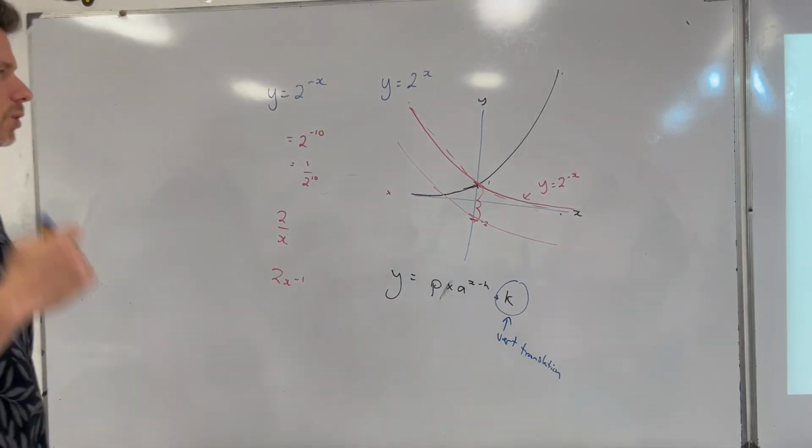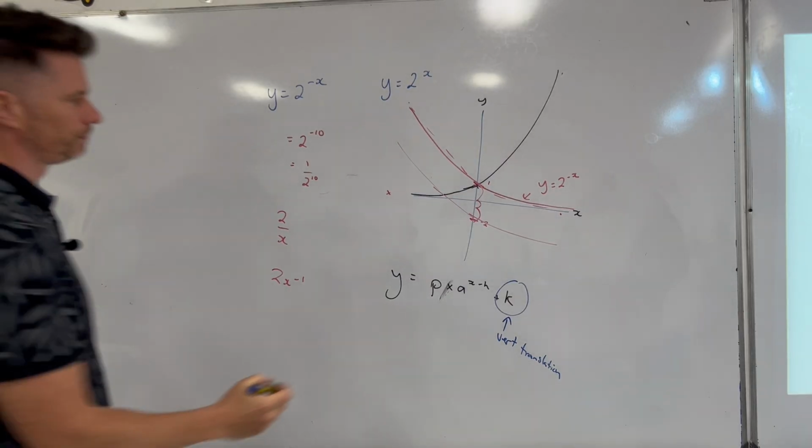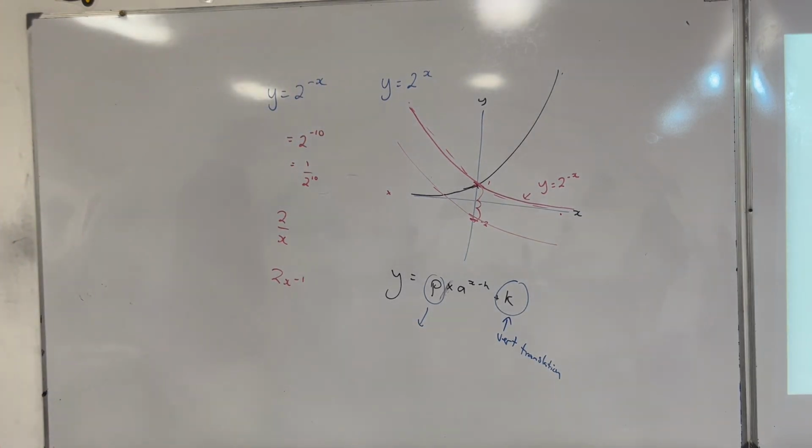What happens when we have a multiplier in front? So this p. Yeah, you can see you can do a bunch of things. It depends on if A is a fraction or not, and if P is positive or negative. If P is negative, it'll turn it down. If P is positive, it'll turn it up.